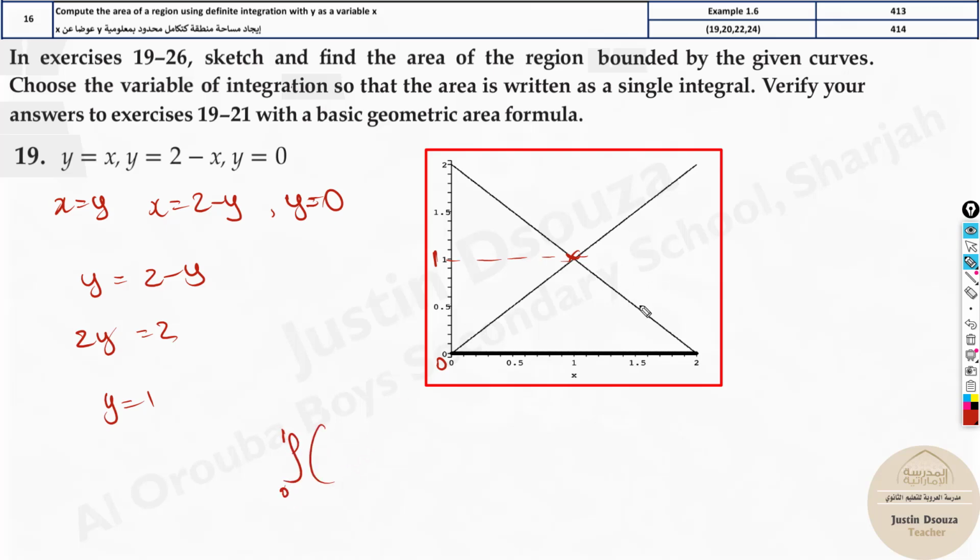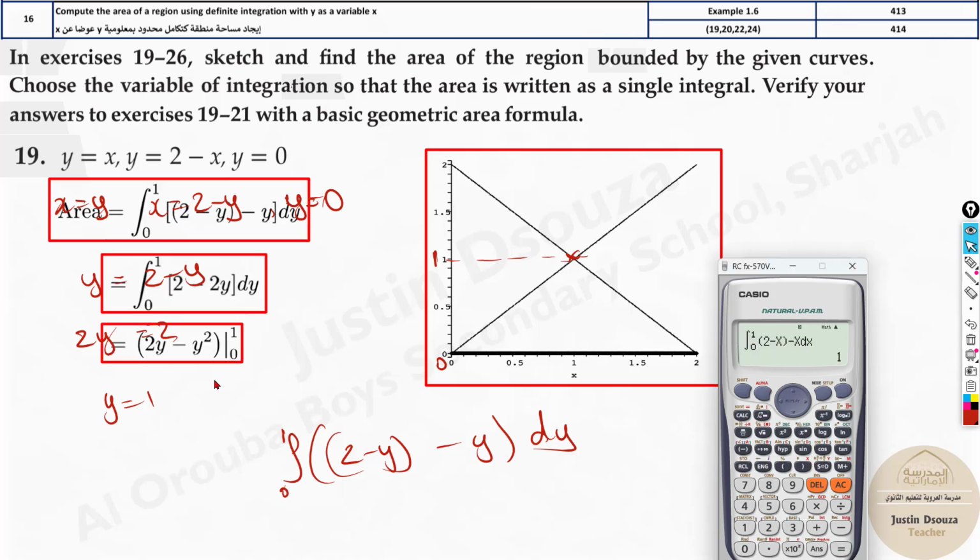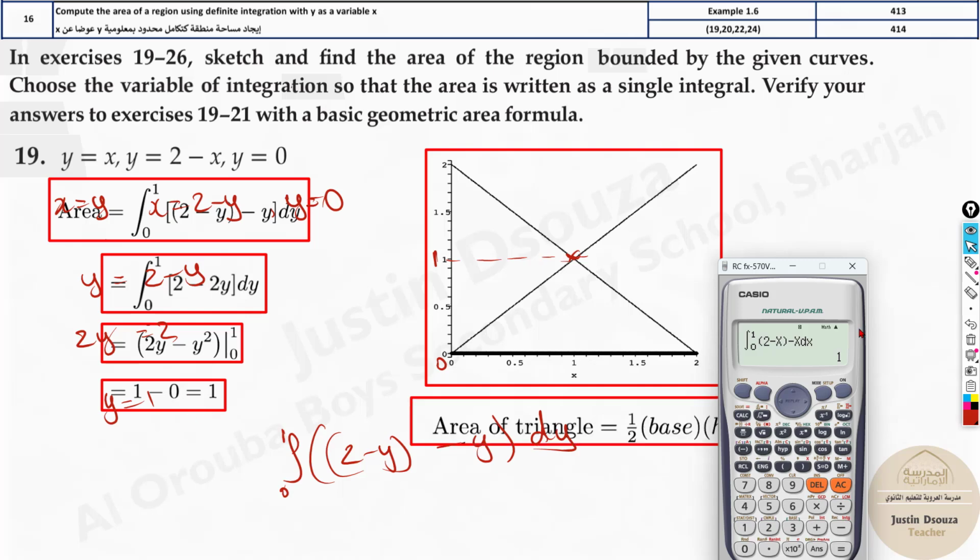What is the right side function? It's 2 minus y dy. Put this in the calculator, you're going to get the answer. Let's do this. I've typed everything in the calculator as it is and just make it equal to 0. So the answer must be 1. Let's look over here. Yes, the answer is 1.